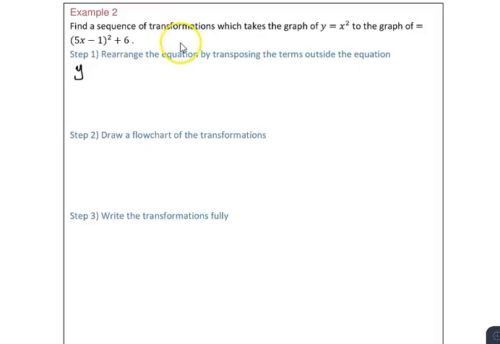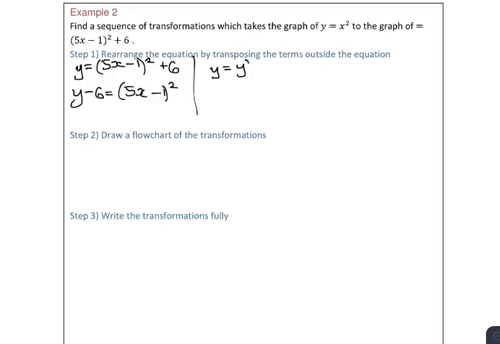Our first step is the same as the previous question, where we rearrange the equation by transposing terms outside of the equation. So anything outside of the x squared. In this particular case, the x portion is 5x minus 1. So we're going to move that 6, and that's about it. So I'll rewrite the equation, and then I'm going to minus 6 from both sides. And that's my rearranged. Now making my y value equal to y new minus 6, and etc.